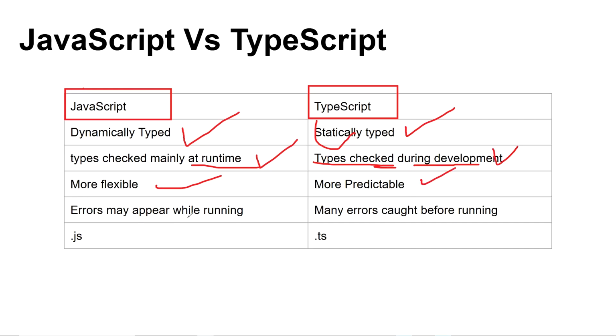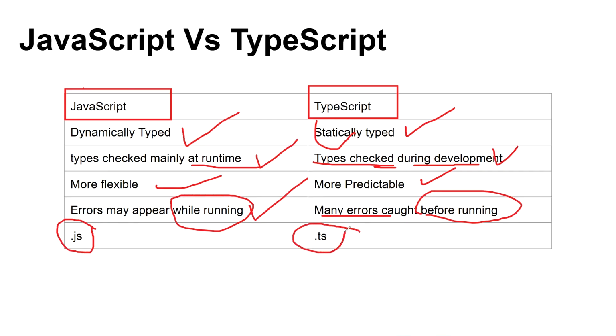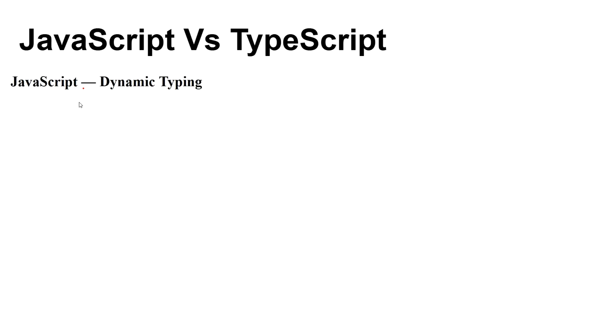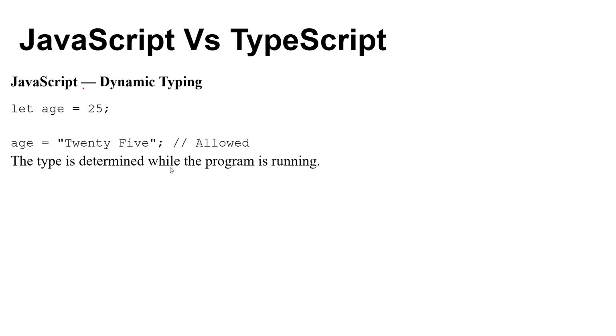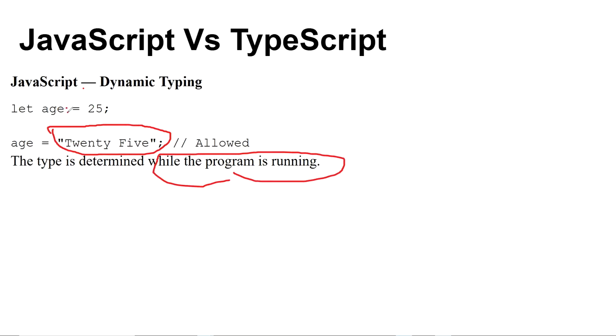JavaScript errors may appear while running, but in TypeScript, many errors are caught before running. In JavaScript, we use the file extension .js, whereas in TypeScript, we use the file extension .ts. JavaScript is dynamically typed. let age = 25 is allowed, whereas the type is determined while the program is running. Whether it is a string or a number, it allows.